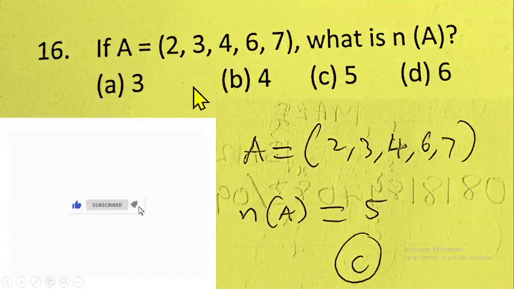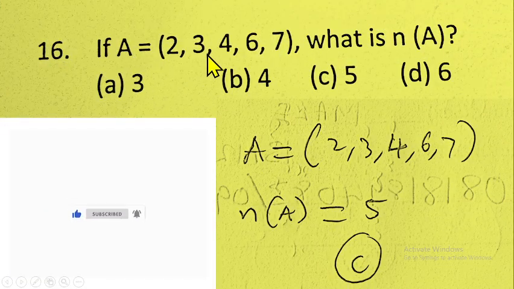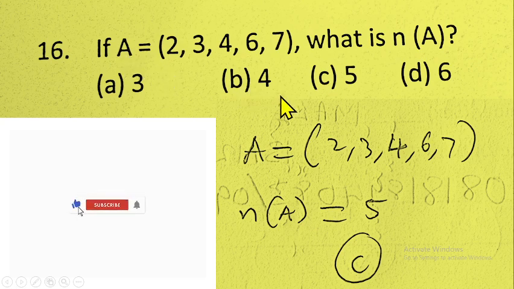Now, question number 16 is on sets. If set A has the elements 2, 3, 4, 6, 7, what is n of set A? This n here means the cardinality of set A, that is, how many elements set A has. How many elements can we see in set A? We can see that the number of elements in set A is 5, so option C is the correct option.